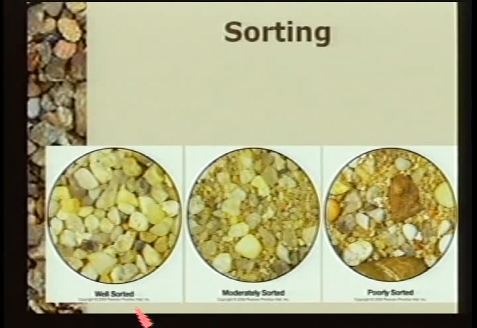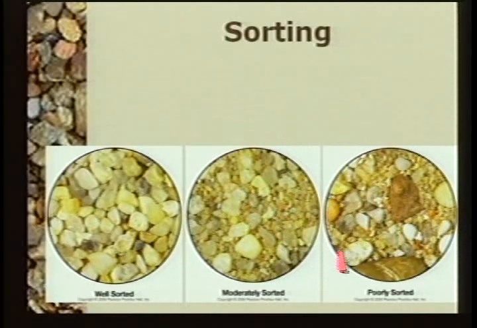Sorting, on the other hand, describes just how well individual clasts fit in with other clasts in the rock. This is very well sorted. They're all about the same size and the same degree of roundedness. In the middle picture, you see moderately sorted. Some of them are larger and some are a little bit smaller.